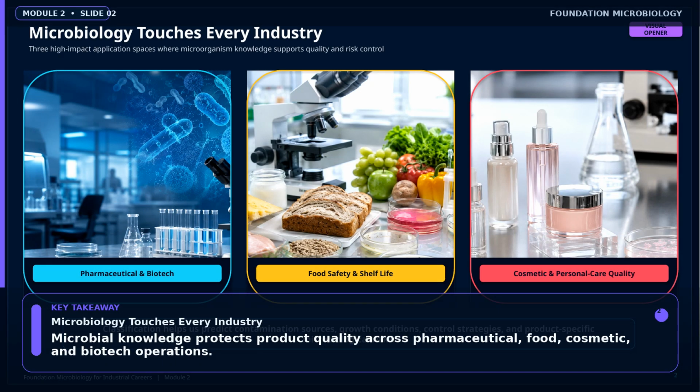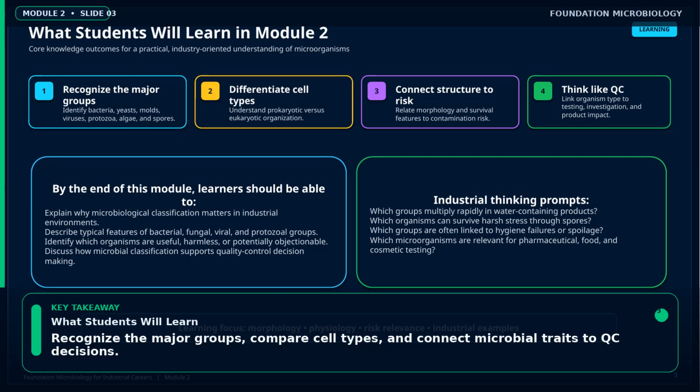Microbiology touches many industries because microorganisms can influence product safety, quality, shelf life, and regulatory compliance. Knowing which group is present helps us predict likely contamination sources, growth conditions, and effective control strategies.